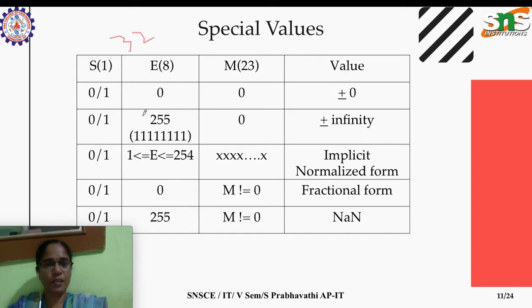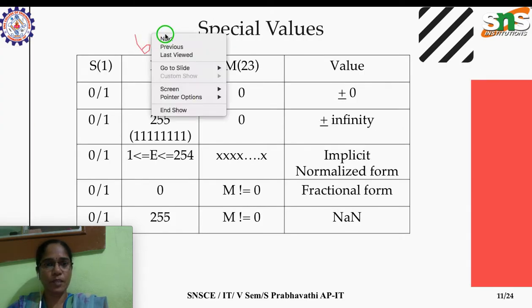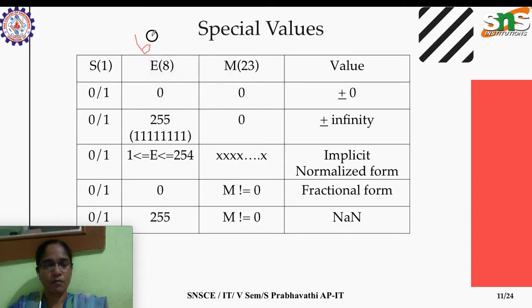Okay, so the same table applies for double precision 64-bit, is it not? So double precision, let me clear that one. Okay, so for 64-bit double precision, here the exponent will be 11.